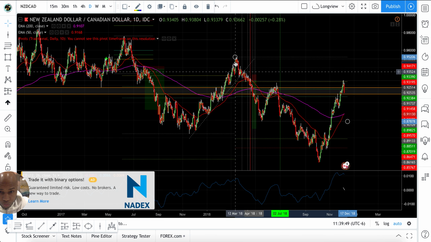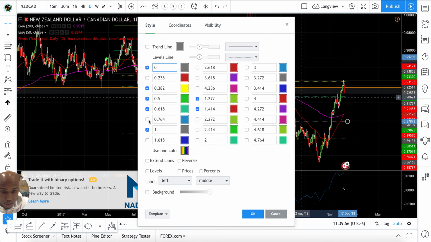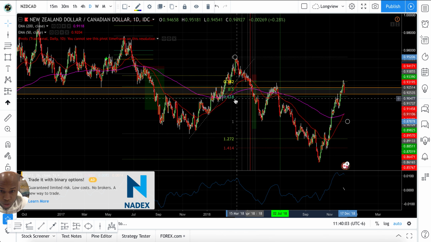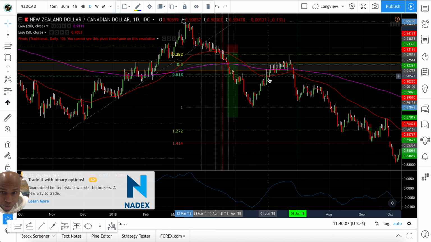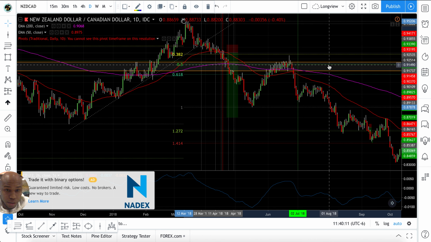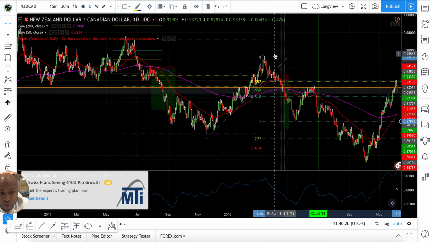Based on that move downwards, this is a textbook pullback. It went just beyond 618. Let me show you here. It went beyond 618 pretty easily. No real big rejections here. But at 0.5, which is the 50% retracement, it really slowed down, and then it took a huge nosedive downwards.